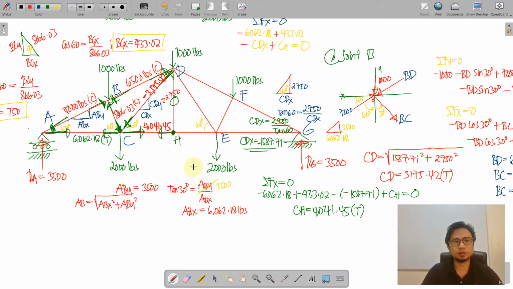This completes our analysis for this truss, and for the other side, just adapt these forces because it is symmetrically loaded.